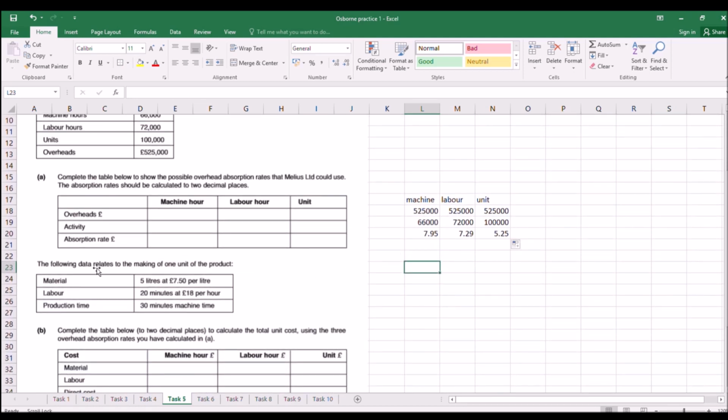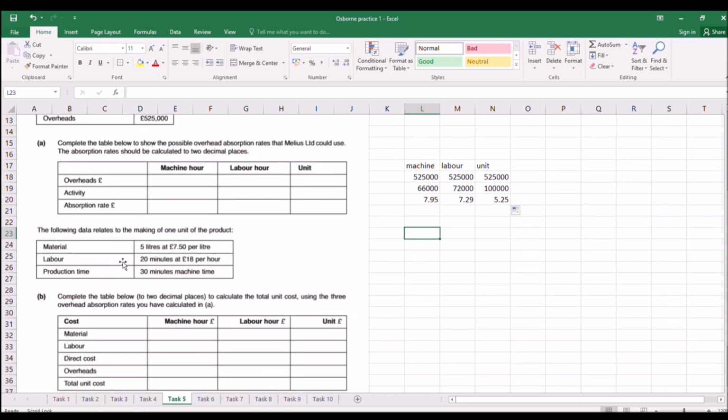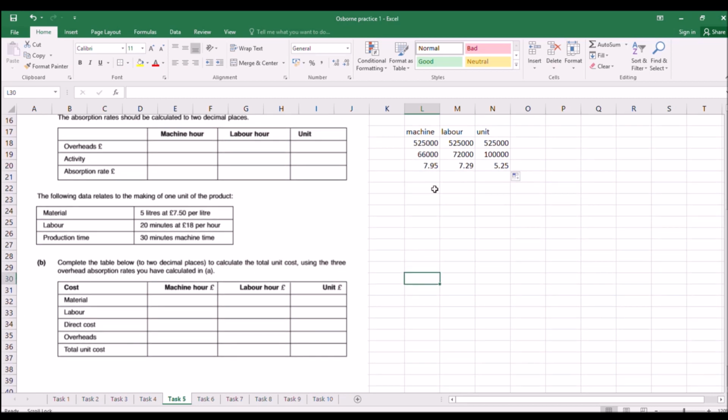The following data relates to making 1 unit of the product. So we're going to make a unit of this product now. We've got some figures there, and we complete the table below to 2 decimal places, calculating the total unit cost using the 3 overhead rates we've calculated in A. Right, so let's do the same again. Machine, raw material. It told us that it costs us 5 litres at £7.50 a litre to create one. 5 times 7.5, so 37.5 there for each of them.